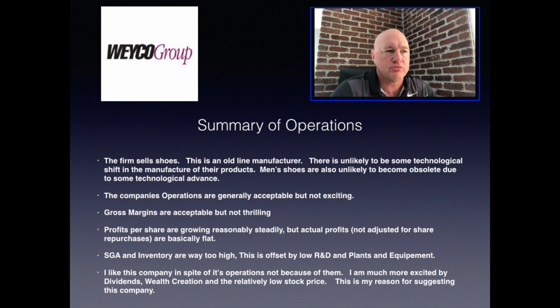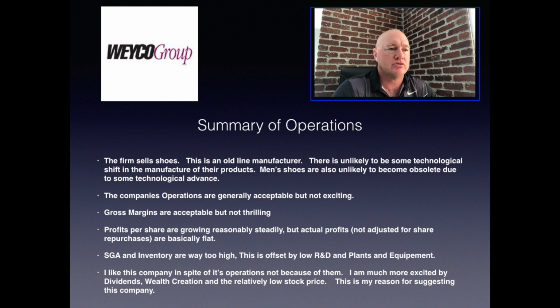So, a summary of the operations. First of all, let's keep this in context. This company sells shoes, right? So it's an old line manufacturer. It's unlikely there's going to be some technological shift in the manufacture of the shoes or of their products. We're not going to see a brand new shoe. Men's dress shoes are going to be what men's dress shoes are going to be. So this company's not going to go obsolete. It's not going to become irrelevant. But it's also probably not going to take over the world.